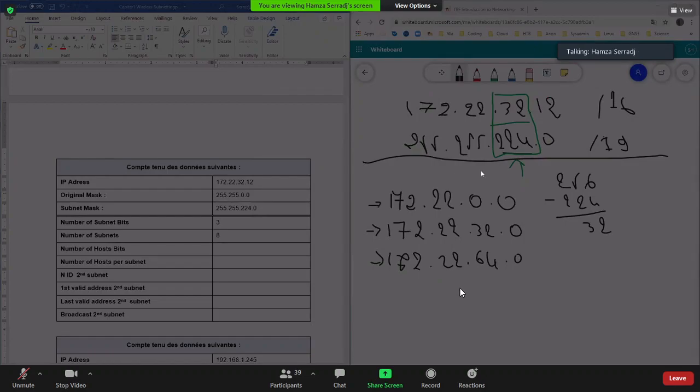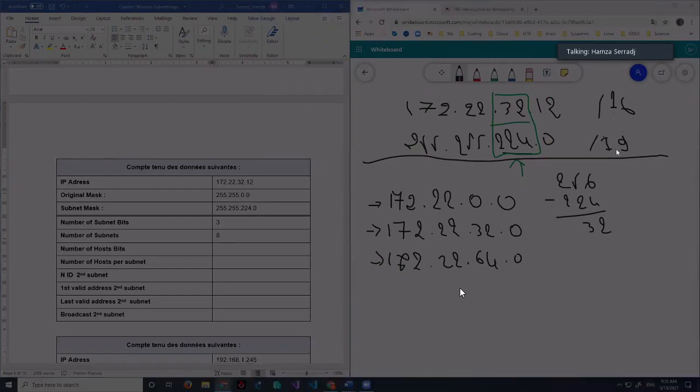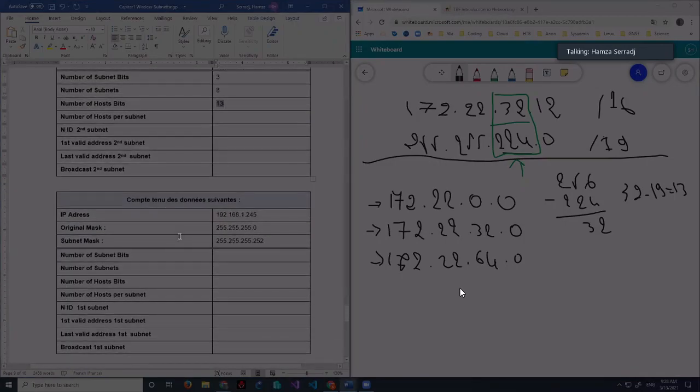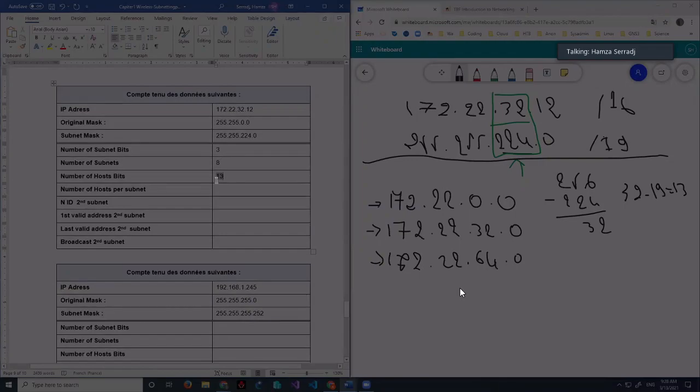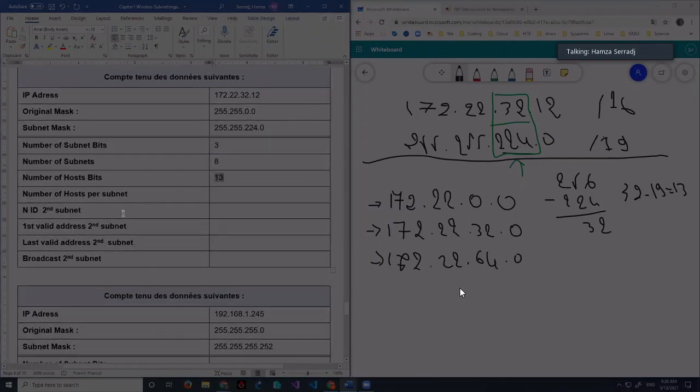32 minus 19. So the bits that remain, I'm always looking for the bits that remain. I need to know 32 minus 19. Of course, I will end up with 13, right? So the bits for the hosts are 13. Now, if I want to know how many valid addresses I have per each subnet, what's going to be the formula?